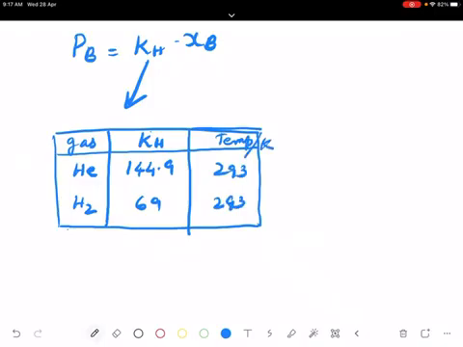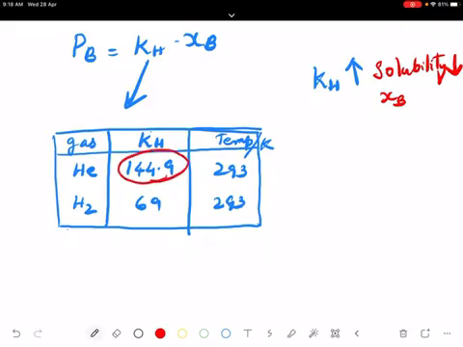So which is more soluble? Looking at the KH value, you can say which is more soluble. As KH increases, solubility decreases. Solubility means mole fraction, XB. So, KH for helium has a very high value compared to hydrogen. So helium is less soluble. Looking at this value, we can say helium is less soluble.